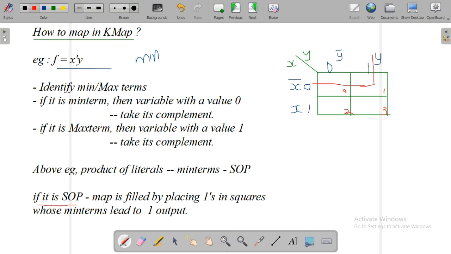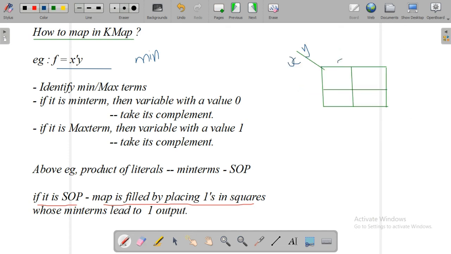If it is SOP or minterm, the map is filled by placing ones in the squares whose minterms lead to a one output. That means the corresponding minterm, x dash y, is the one given in the question. So in this minterm we have to fill the value 1. Understood? So once more.